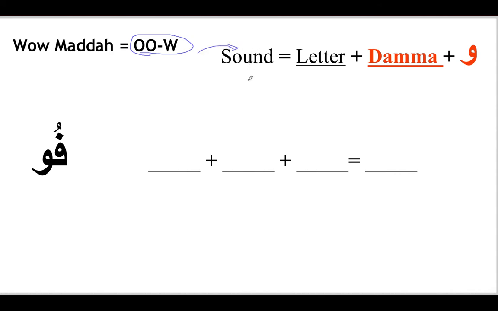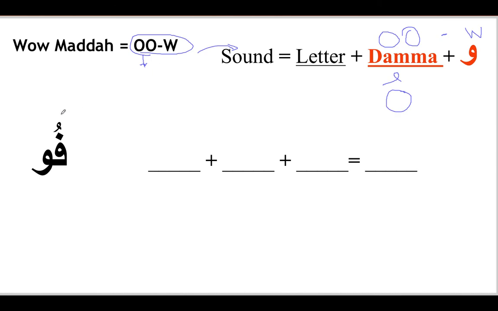To make this waw madda sound, we need any letter, plus the sound of the dhamma, plus the sound of the letter waw. Okay, so we already know that the dhamma looks like this. And what sound does it make? It makes the double O or the oo sound, right? And the letter waw makes that consonant W sound, because there's no vowel symbol on it, it's just a letter. It makes the W sound. So connecting double O and W is over here. The double O is for the dhamma, and the W part of the sound is for the letter waw.